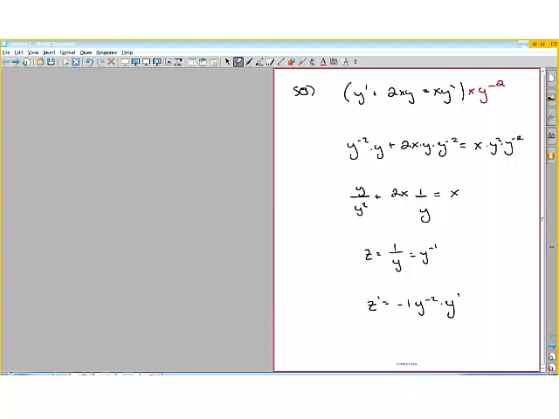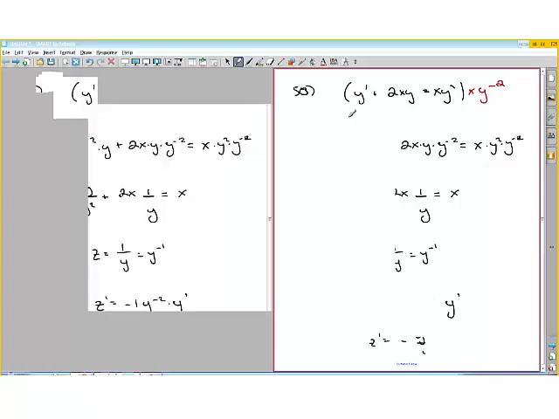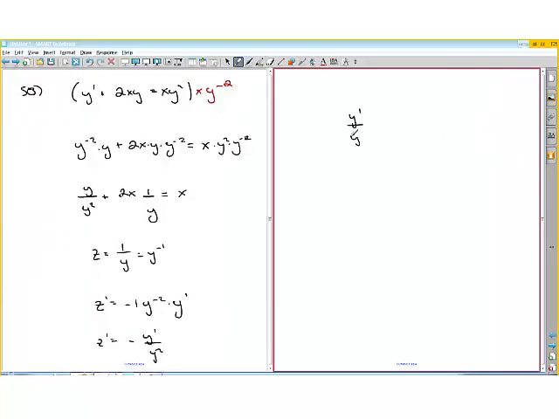So let's rewrite this. z prime is equal to negative y prime over y squared. I'm moving this from the numerator to the denominator, making it positive. And so y prime over y squared is equal to negative z prime. So just multiply both sides by negative 1.